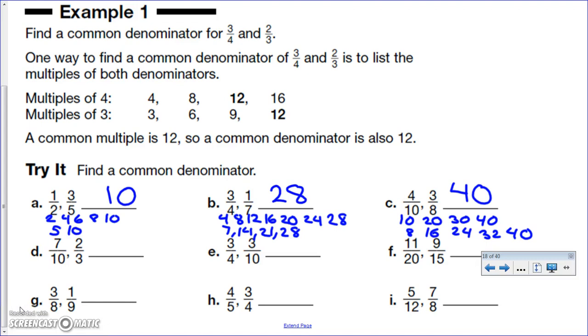For D, we have 7/10 and 2/3. So again, we're going to write out the multiples. And for a least common multiple and a common denominator, we get 30.